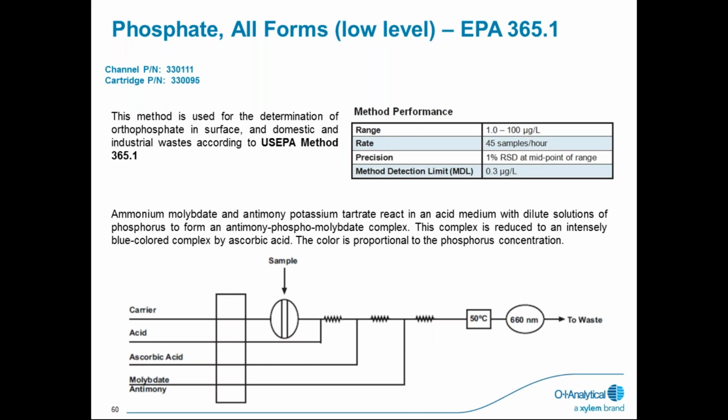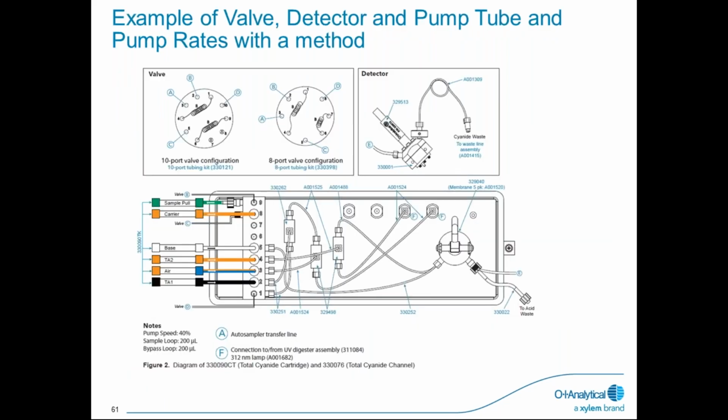This also has the 20 millimeter flow cell, and this is getting down to the real low levels. I used this as an example last week: a municipality out on the West Coast uses this because they have to do 100% recycling of their water. So they have to monitor their phosphate at very, very low levels. Here with our method is an example of the valve, detector, and pump tube with rates for the method.